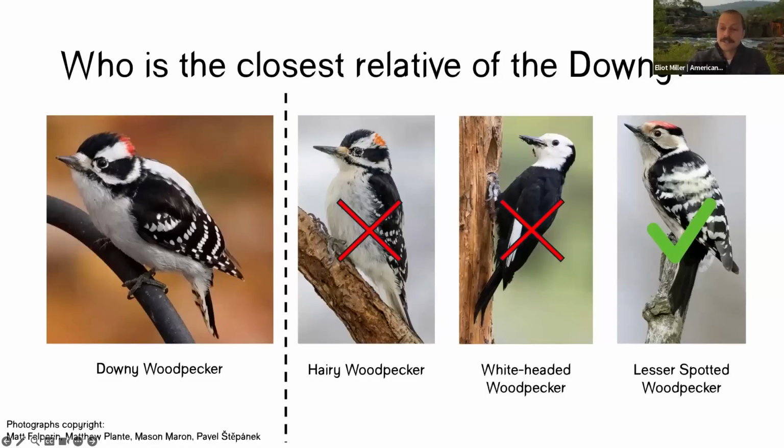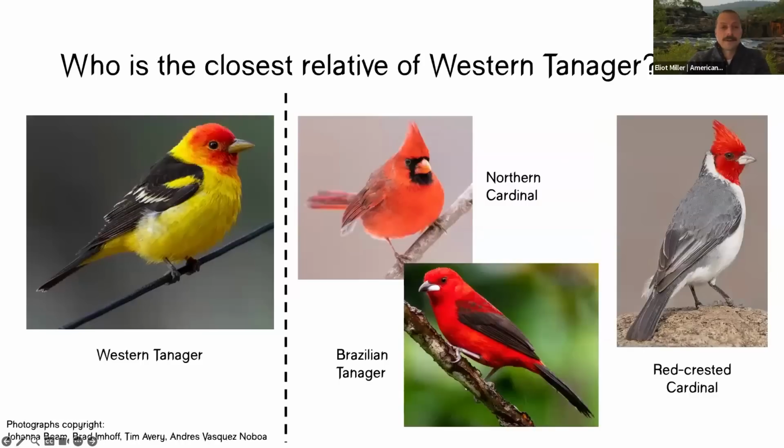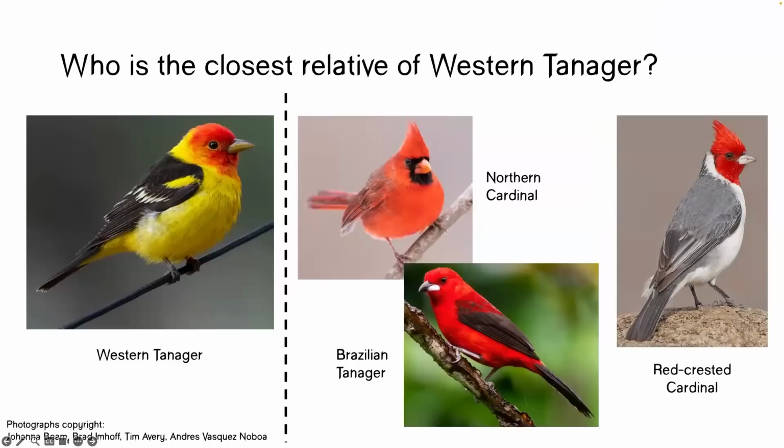Cool. Time for another quiz. This one's for Kevin Burns if you're in the audience. All right, so let's start with Western tanager. Which of these options do you think is the closest relative? Could you roll that second one? Thank you, Laura. So the options are northern cardinal, Brazilian tanager, or red-crested cardinal.